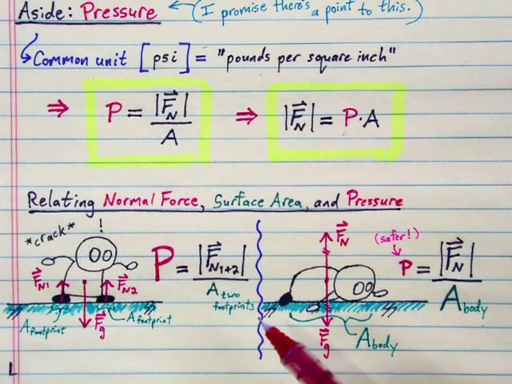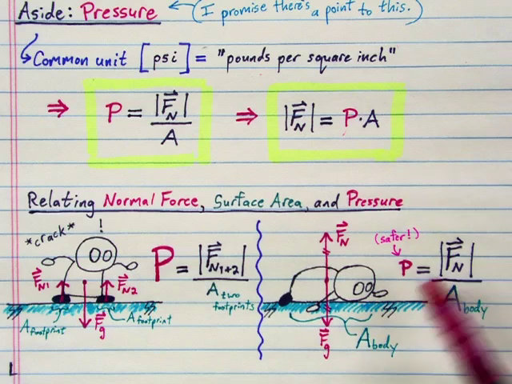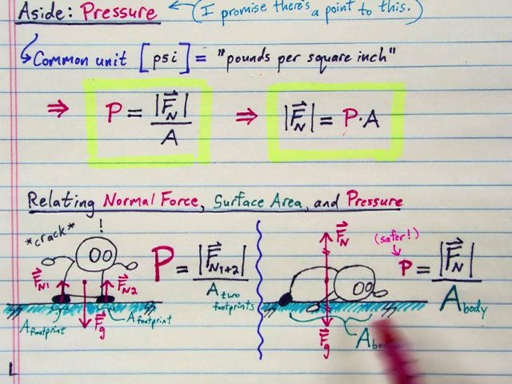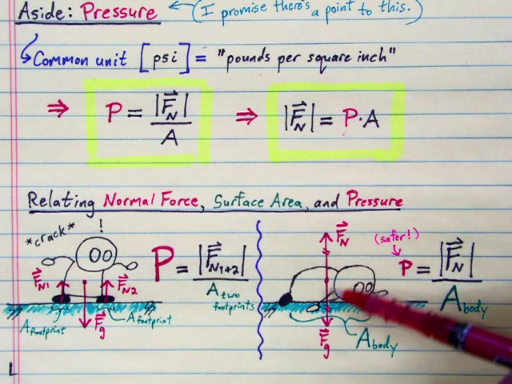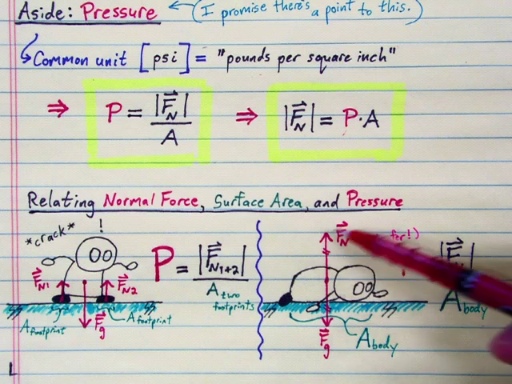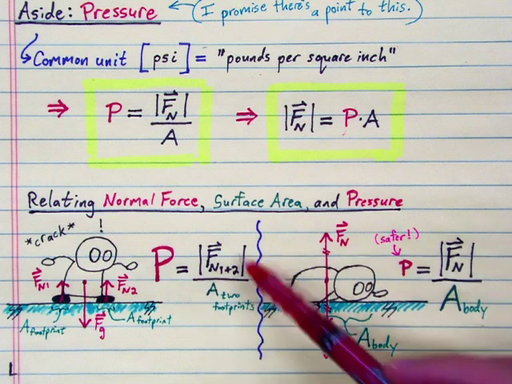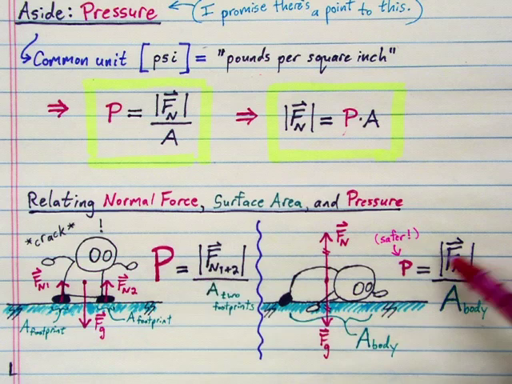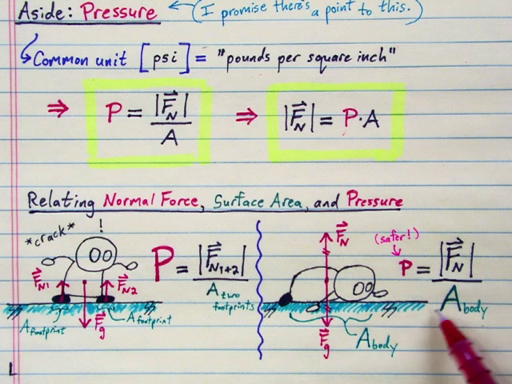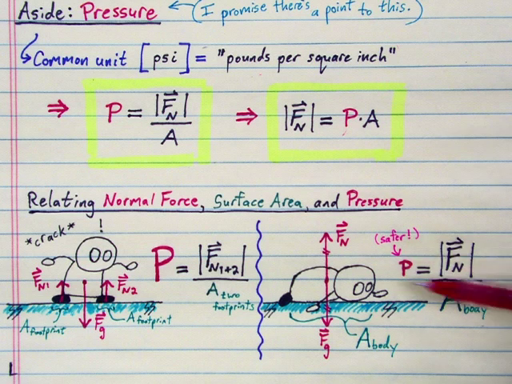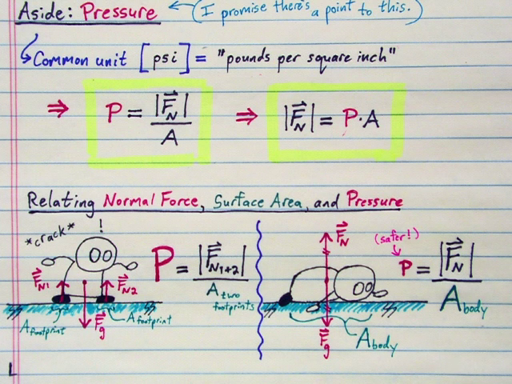So on thin ice, it's advisable to lie down on your belly and spread your weight out. The normal force the ice exerts on you is still equal to your weight, same normal force in both cases, but now it's spread out over a larger surface area, resulting in a much smaller pressure on the ice. A smaller pressure means the ice is much less likely to break.